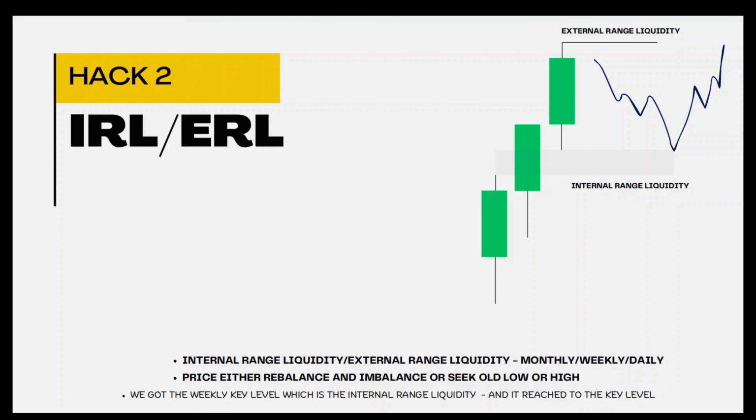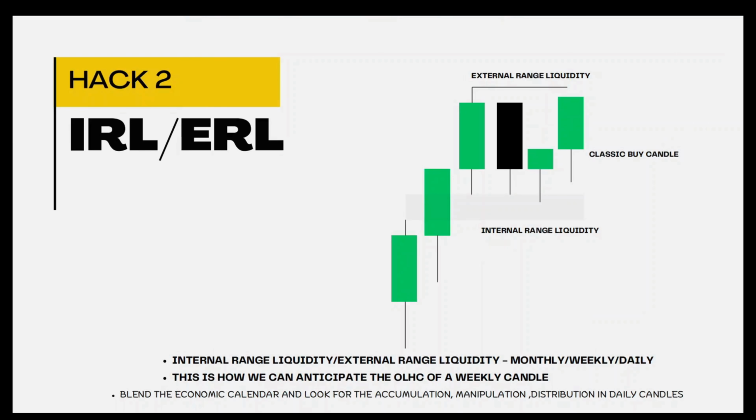We've got the internal range liquidity and we've got the external range liquidity. So you just need to combine the economic calendar with it. We got the internal range liquidity tag here, and the sell stops have been taken out and then it closed above. So we got the next weekly candle as a classic buy candle: open, low, high, and then a close. You should be anticipating the classic buy candle here. That's all. We've got the external range: accumulation, manipulation, distribution, higher.